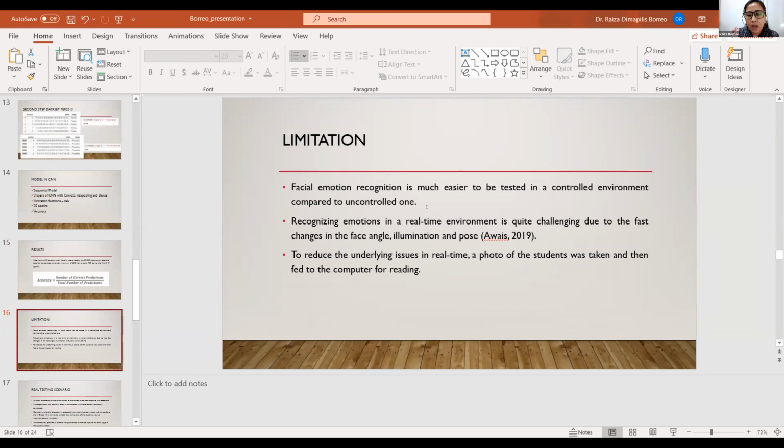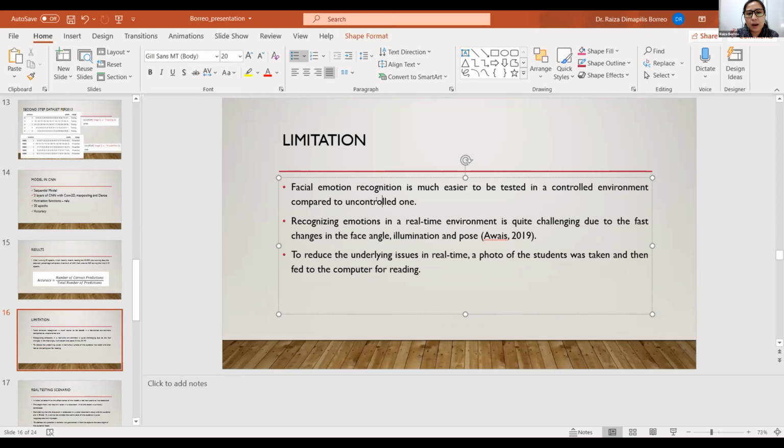Now let's go on to the scenario. How did I come up with it? After creating the model, I launched it in a real test. But there are some limitations that I have set. Facial emotion recognition is much easier to test in a controlled environment compared to an uncontrolled one. I'm a teacher, and I know that what is happening in the classroom is really an uncontrolled one.